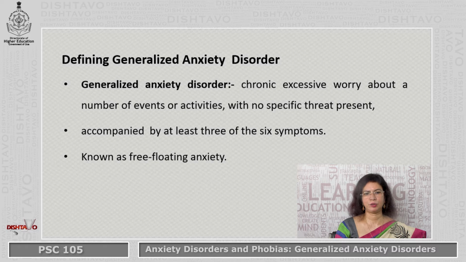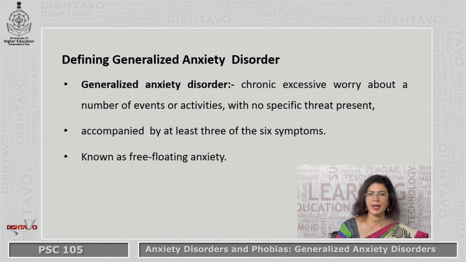Defining generalized anxiety disorder. Generalized anxiety disorder is a chronic excessive worry about a number of events or activities with no specific threat in the present. The person who is facing this problem is excessively worried over everything that's happening in the surroundings, with his work life, with his personal life, with his home and family environment, with every situation that he is experiencing or facing. He is feeling worried and worked up. If he is a parent, then he will be excessively worried about the children, the home environment, the work and everything that is surrounding him.